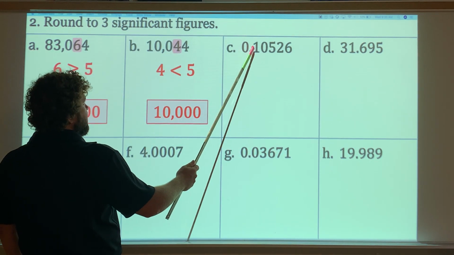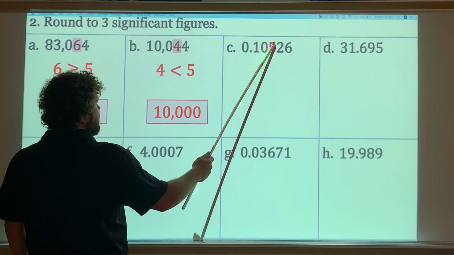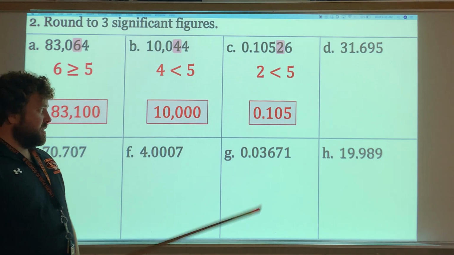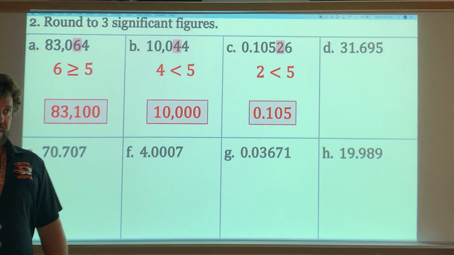Doesn't count as a significant figure. First one, second one, third one. So we're going to round to the 1,000th place. 2 is less than 5, so the 5 stays the same. 105 thousandths.